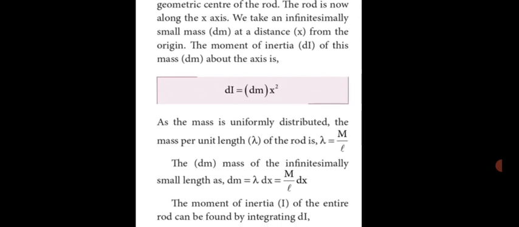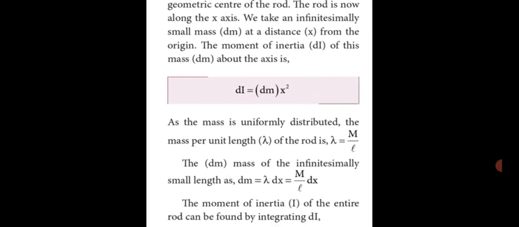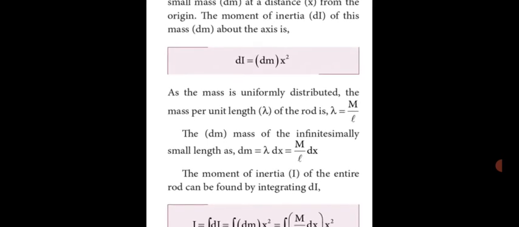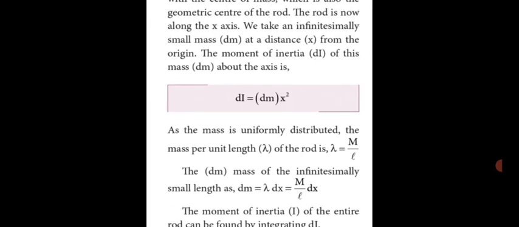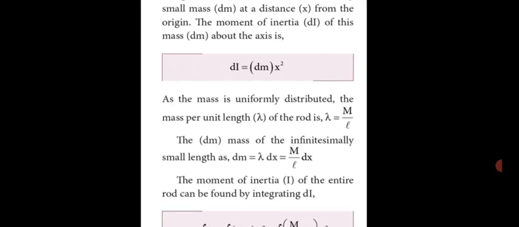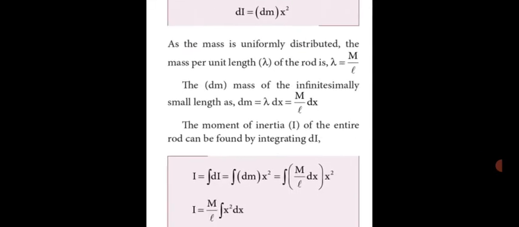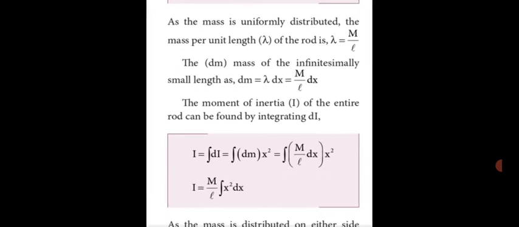The moment of inertia dI of this mass dm about the axis is given by the expression we already know, just changing the distance r to x. So we replace r square with x square, and the rest is the same. That is dI equal to dm x square. As the mass is uniformly distributed, the mass per unit length of the rod is lambda equal to mass by length, that is capital M by L.